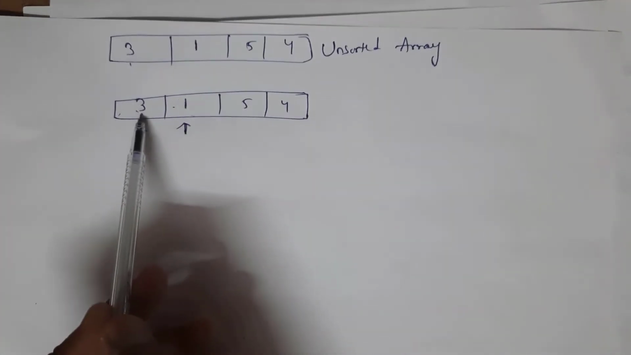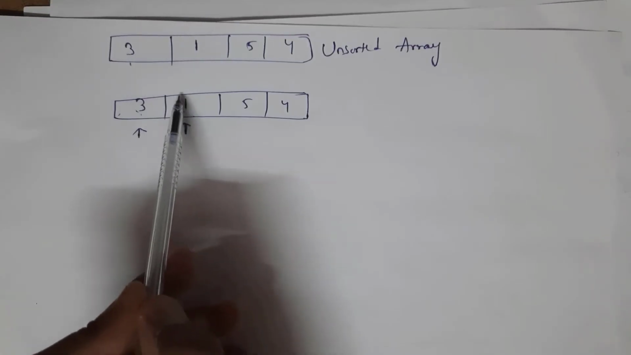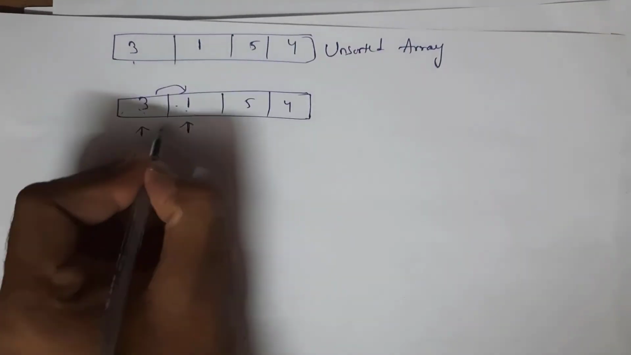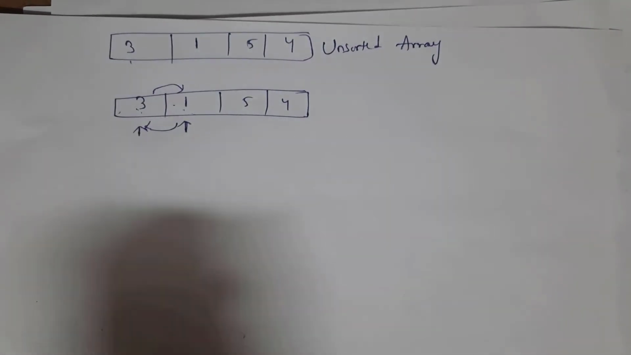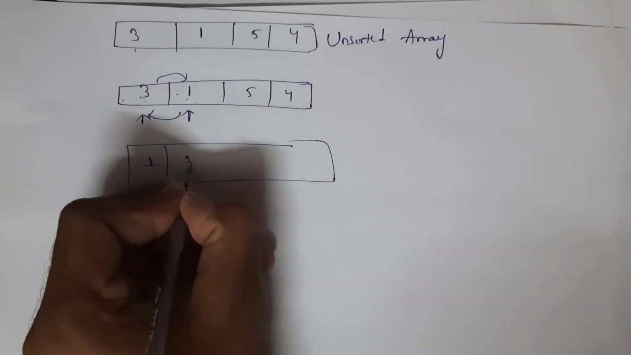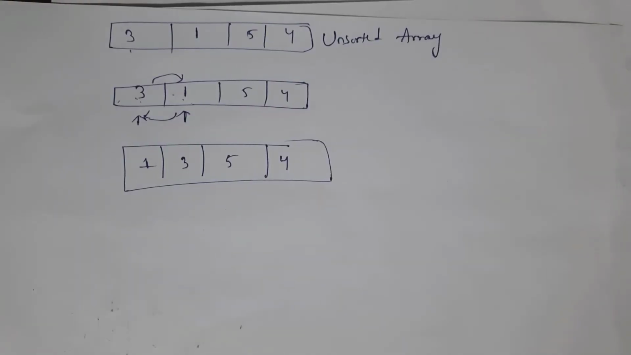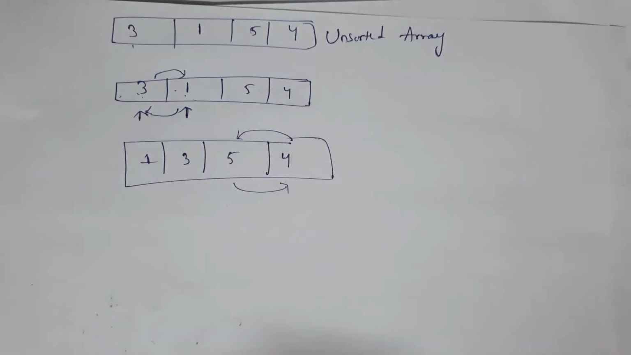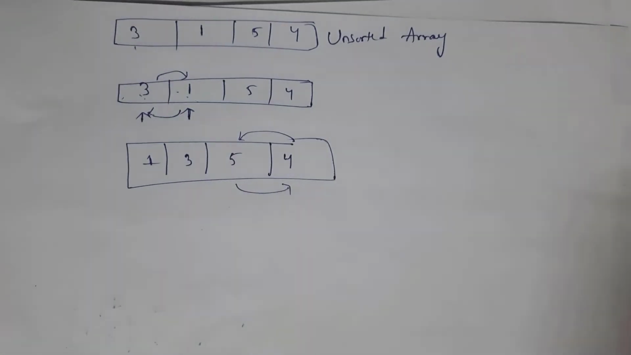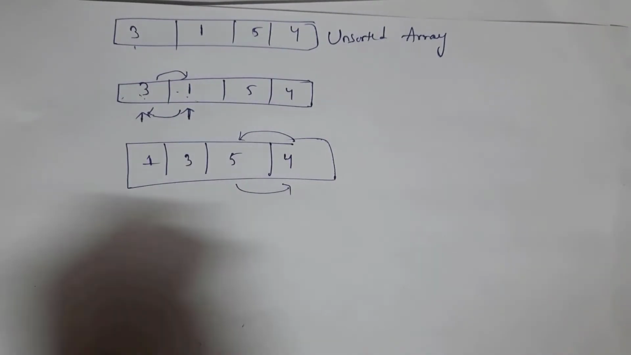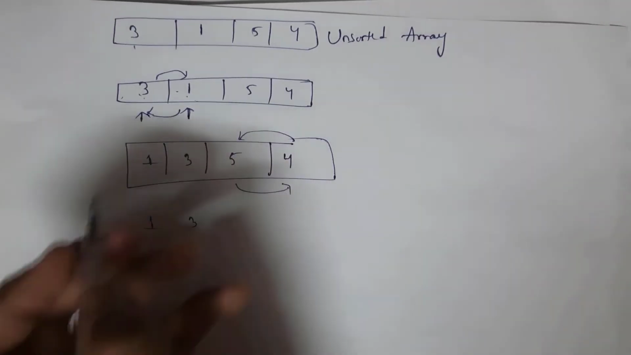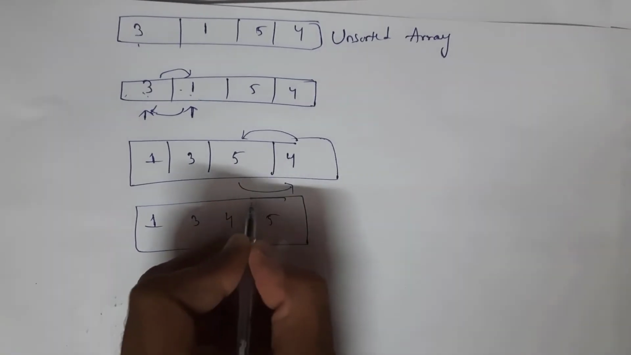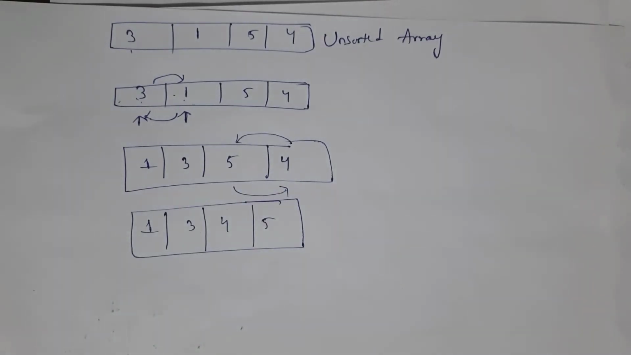So the adjacent element of 3 is 1. Now we need to swap this 3 and 1. After swapping, my array looks like this: 1, 3, 5, 4. Still my array is not sorted, because 4 must be here and 5 must be here. So again we need to swap these adjacent elements. After performing swapping, my array looks like this: 1, 3, 4, 5, swapping 4 and 5. Now my array is in sorted manner. This is how we sort elements by using bubble sort.